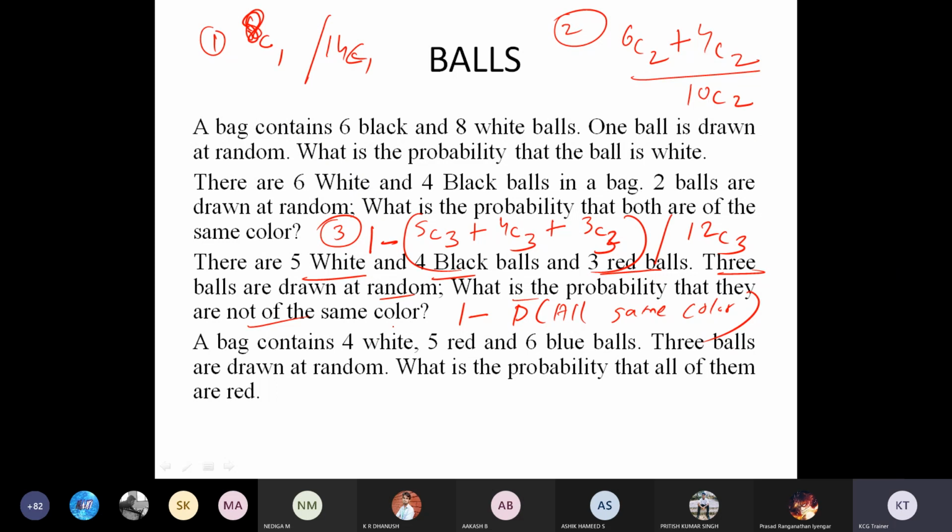Fourth one, a bag contains 4 white, 5 red, 6 blue. 3 balls are drawn at random. What is the probability all of them are red? So only 3 balls to be selected, of red color. How many red? 5C3 divided by total 15C3. We have to select 3 balls out of red color. So 5C3 divided by 15C3.